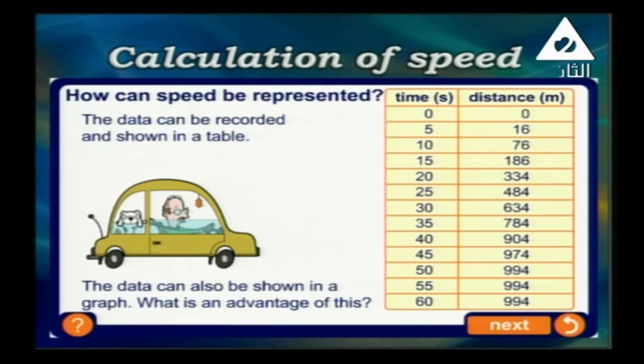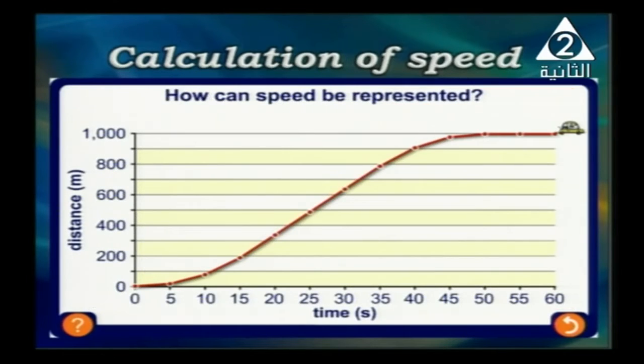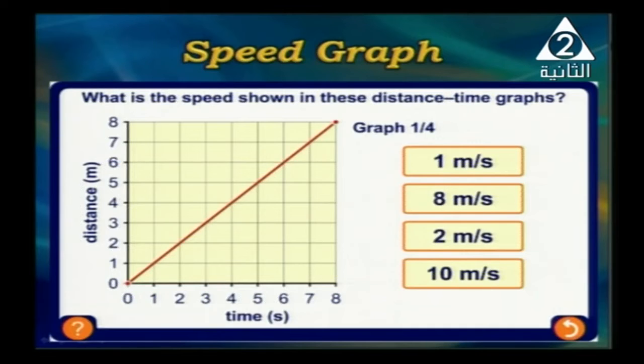So how can speed be represented? The data can be recorded as shown in the table. Don't forget this: you need tables, you need graphs, you need many things about speed and acceleration. Data can also be shown in a graph. What is the advantage? I can draw a graph with a gradient to represent the speed. We have a curved line, a straight line, uniform speed, non-uniform speed, to know the relation between them.